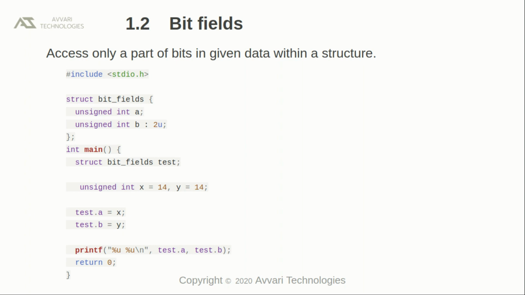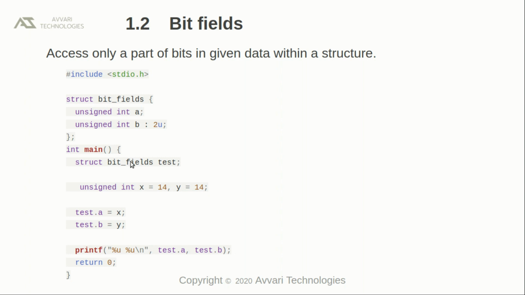Bit fields. There is a provision in structures to access parts of bits of a number. This is an example to demonstrate bit fields. We defined a structure named bit fields. In the structure, we defined two variables, unsigned int a, unsigned int b. And we want only the starting 2 bits of a number once we assign the value to it.